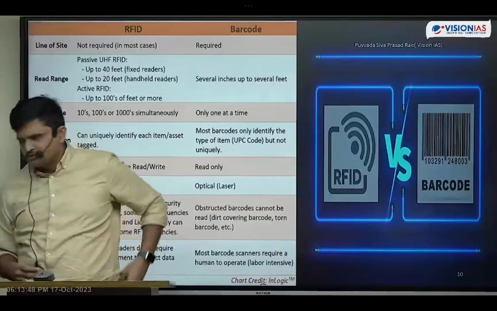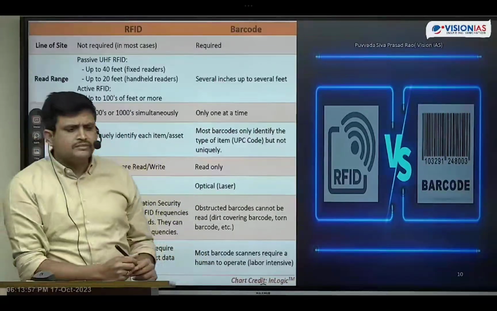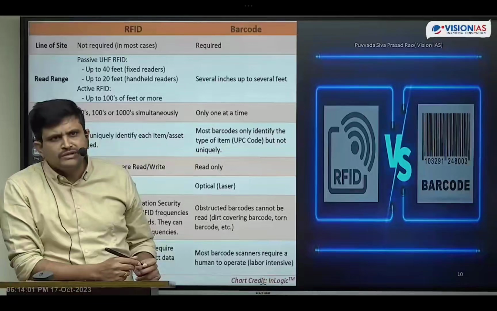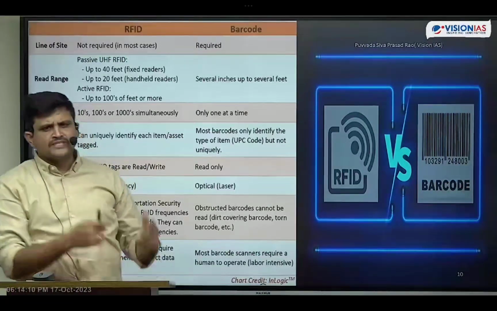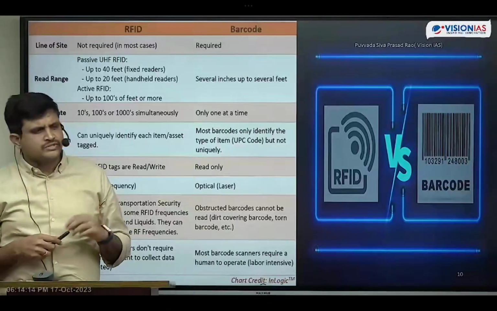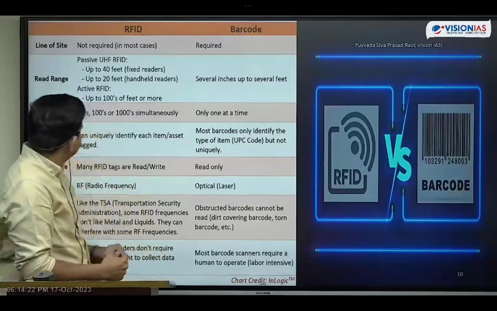Barcode versus RFID tags. First point: a barcode can be read only in a line of sight, which means line of sight is required to read the barcode. Understood, students? But an RFID tag can be read in any direction.